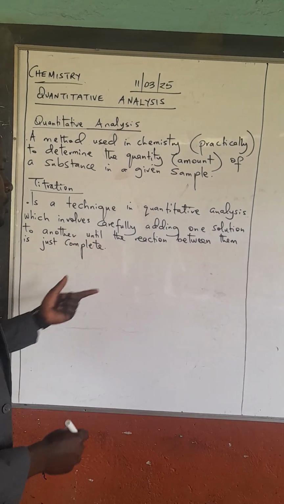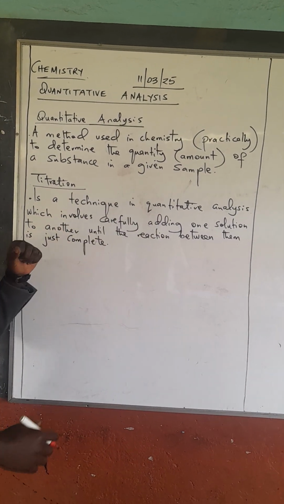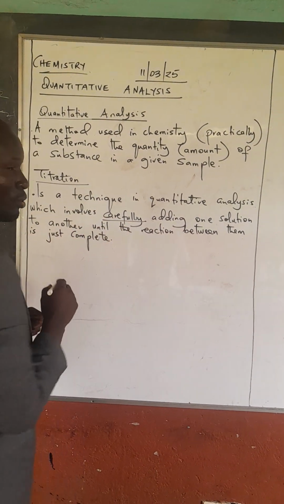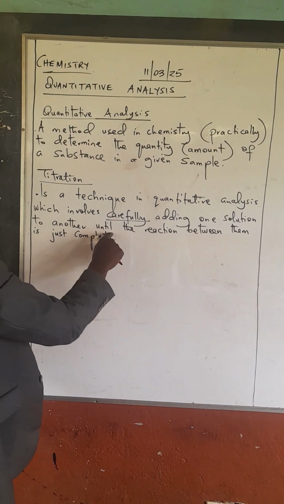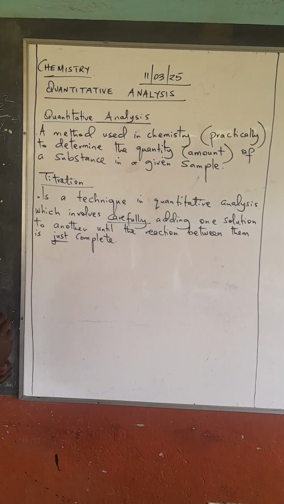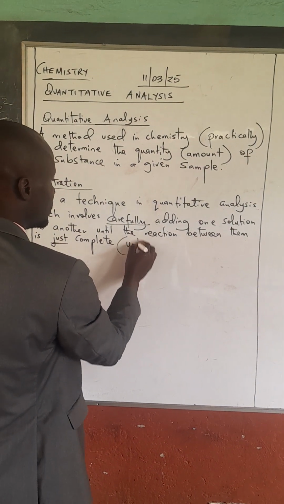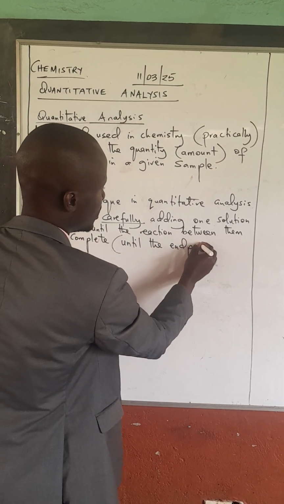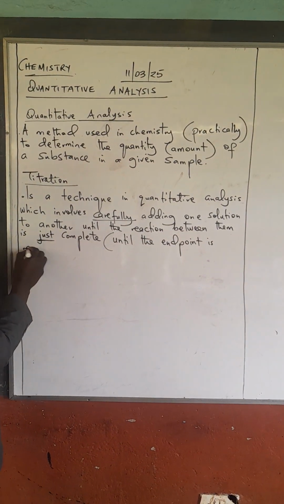So we have two solutions here. Let us say we have solution A and solution B. You are adding solution A to solution B carefully. You don't just add for the sake of doing it. You add carefully until the reaction between those two solutions is just complete. Then you stop adding. Or in other words, until the end point is reached. The end of the reaction is reached.